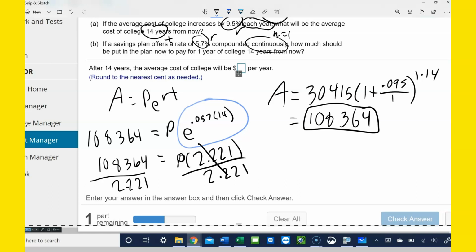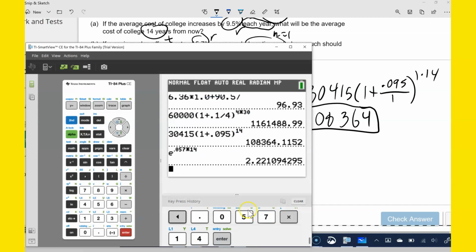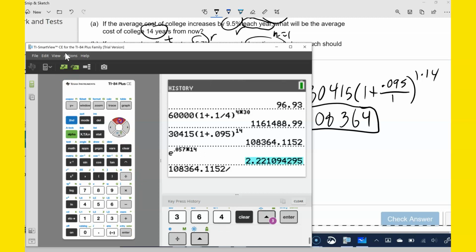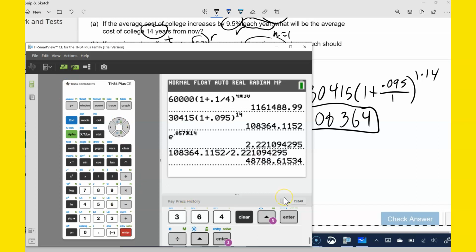So I type this in my calculator, 108,364. Well, here's what I could do, even easier. I can just go up there and grab that number and hit enter, and then hit divide by, and then go up there and grab that number and hit enter. $48,788.62.